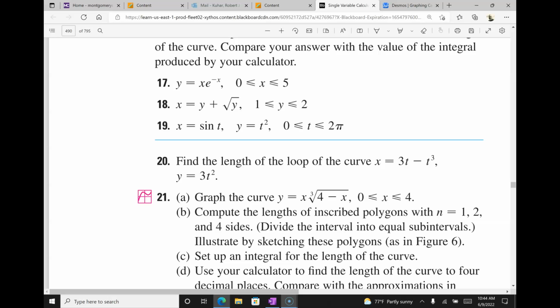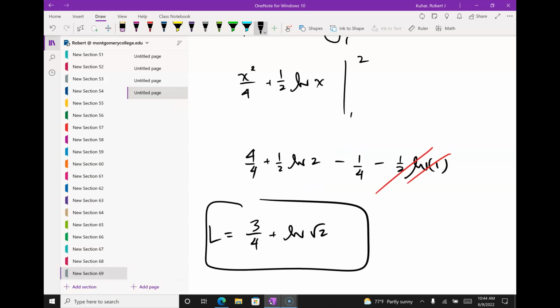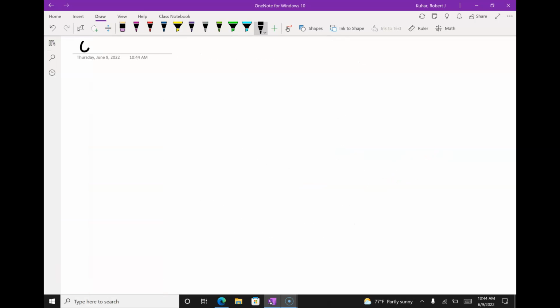Almost the same one as before, number 20. Let's do the length of the loop of x equals 3t minus t cubed and y equals 3t squared. So of course we want to look at that on Desmos first. So this is 6.4, number 20.